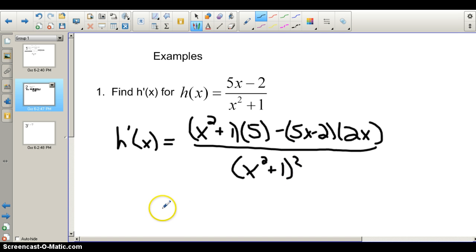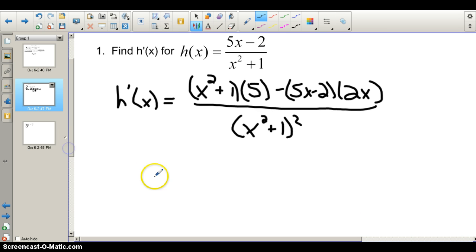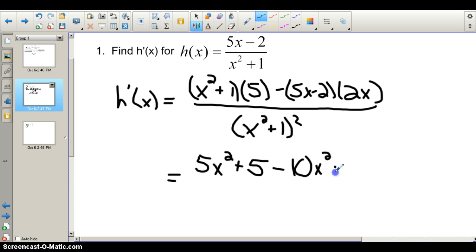Generally speaking, we want to leave the denominator in a factored form, but we can clean up the numerator a little bit. So I'll have 5 times x squared plus 1, which when we distribute the 5 gives us 5x squared plus 5 minus, and then 5x minus 2 times 2x is going to give us minus 10x squared plus 4x. Still all over that x squared plus 1 squared, I'm sorry.